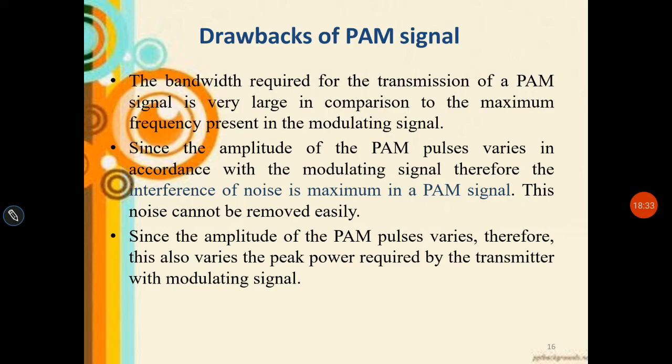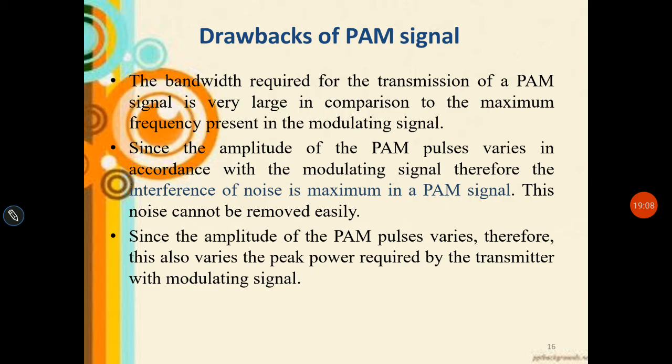And what are the drawbacks of the PAM signal? The bandwidth required for the transmission of a PAM signal is very large. This is a very crucial thing, as it makes a drawback of the PAM signal. That is, the bandwidth requirement is very high in comparison to the maximum frequency present in the modulating signal. Second, since the amplitude of the PAM pulses varies in accordance with the modulating signal, the interference of noise is maximum in a PAM signal. This noise cannot be removed easily.